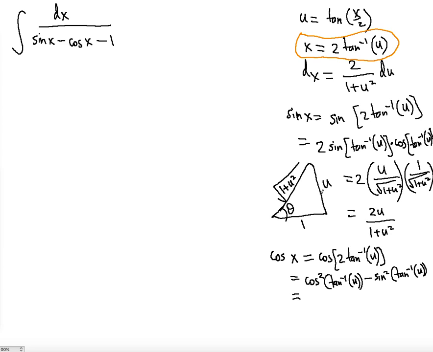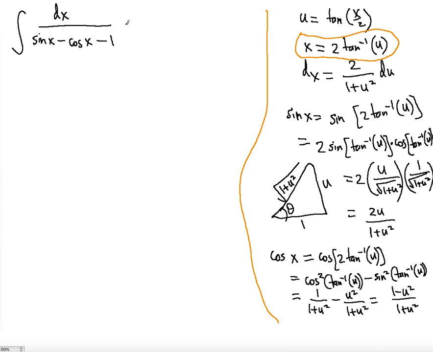So what is going to be the cosine? The cosine was this over that, and squaring that will be 1 over 1 plus u squared, minus, now what is going to be the sine? Sine squared is going to be u squared over 1 plus u squared. So as a result, the denominators are the same. 1 minus u squared over 1 plus u squared. Perfect. Okay. So now this integral, let's separate this work.